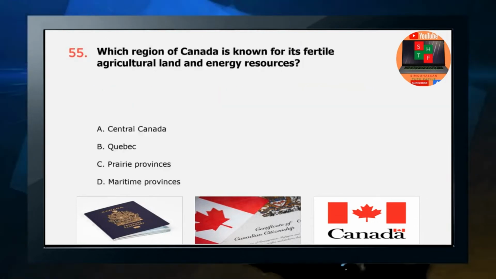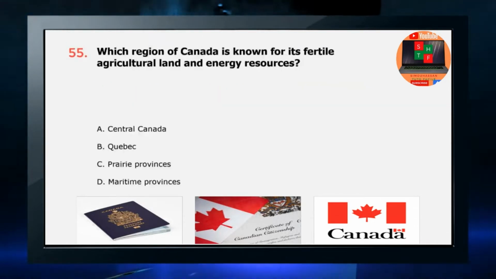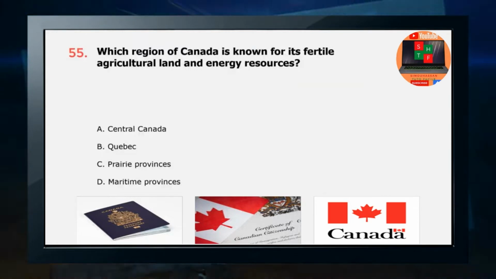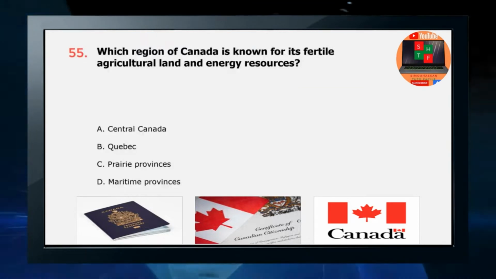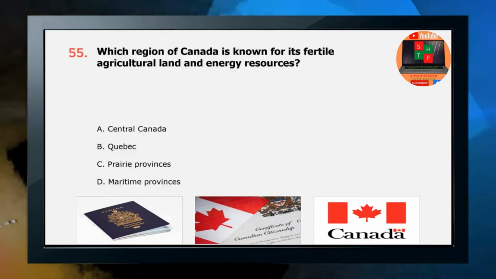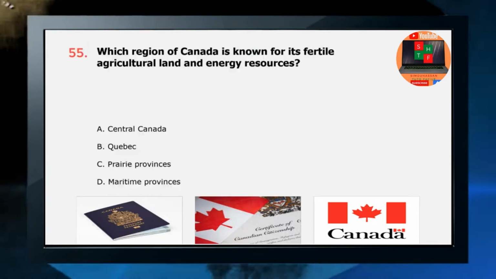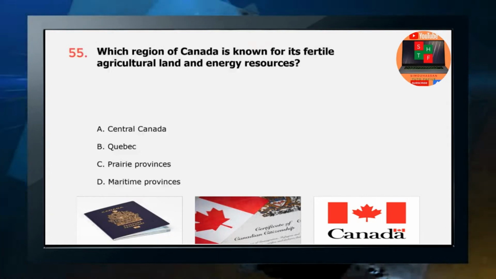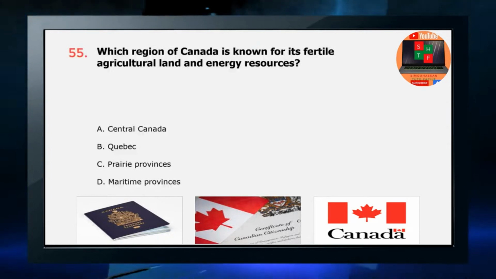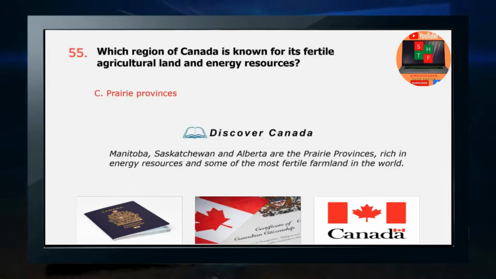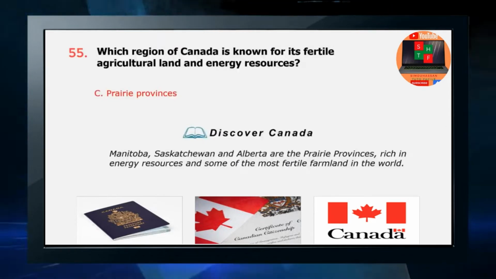Question 55. Which region of Canada is known for its fertile agricultural land and energy resources? A. Central Canada. B. Quebec. C. Prairie provinces. D. Maritime provinces. The answer is C. Prairie provinces.